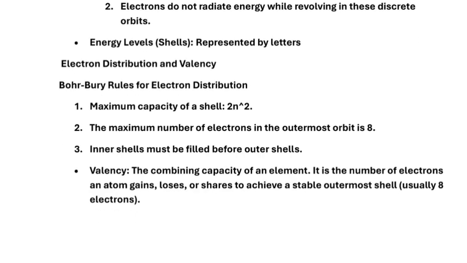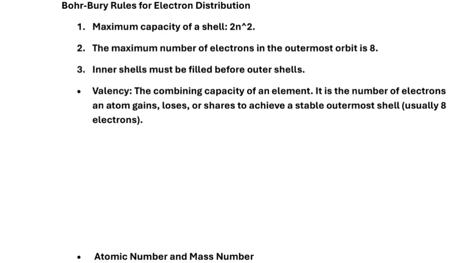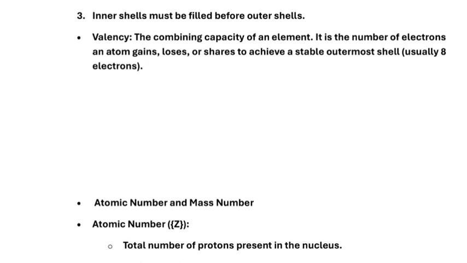Bohr-Bury rules for electron distribution: 1. Maximum capacity of a shell is 2n². 2. The maximum number of electrons in the outermost orbit is 8. 3. Inner shells must be filled before outer shells.